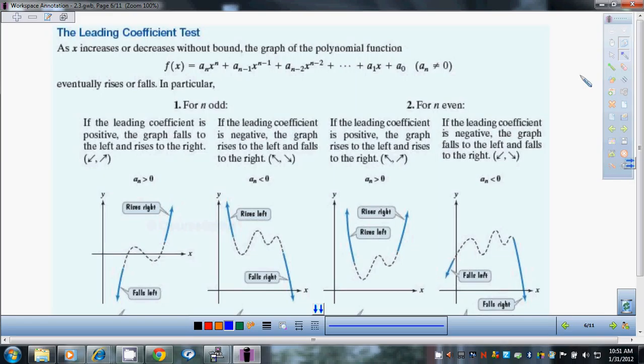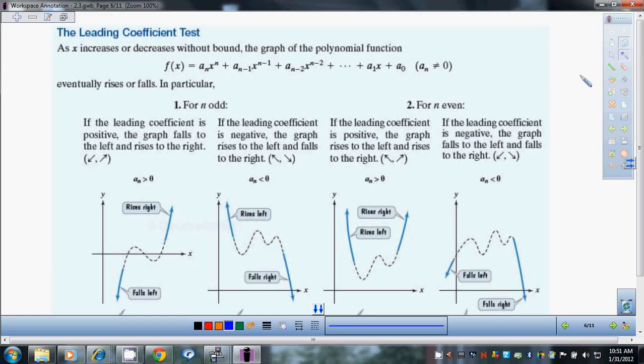Next thing you look for, once you've figured out whether it's odd or even, then you look at your leading coefficient. Hence the name of the test. If it is a positive number, then it's going to look just like x cubed. It's going to be negative on the left, positive on the right. You're going uphill. If it is positive and odd, you know what?